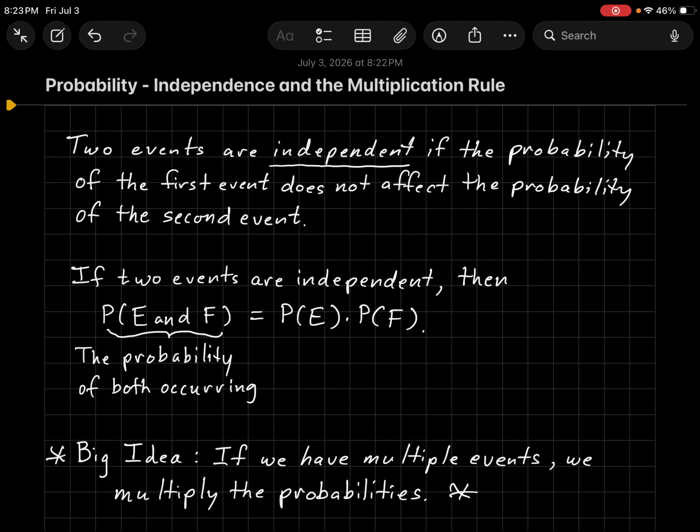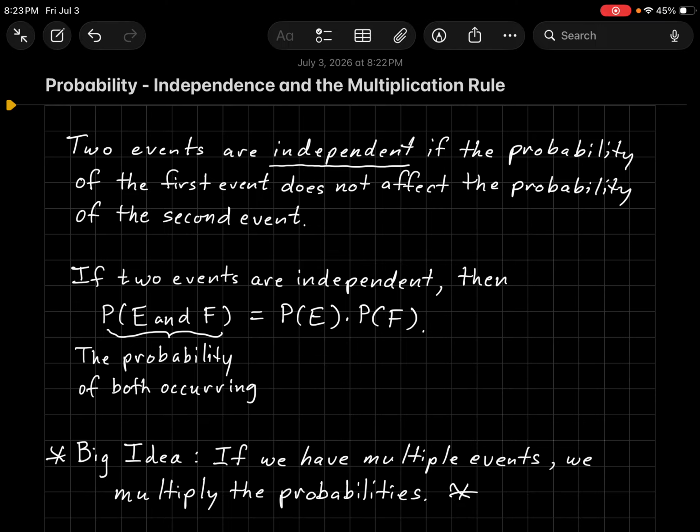Probability, independence, and the multiplication rule. Let's start with a definition. We say that two events are independent if the probability of the first event does not affect the probability of the second event. If two events are independent, then the probability of E and F, the probability of both occurring, equals the probability of E times the probability of F.